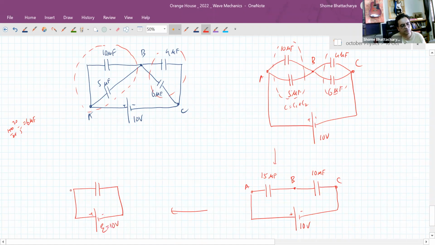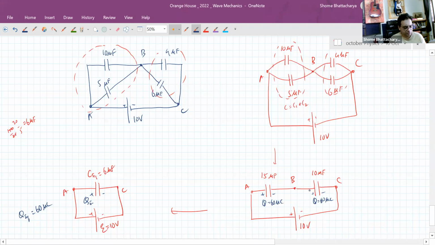So across an EMF of 10 volts, we have connected a network which has equivalent capacitance equal to 6 microfarad. So how much charge will be there in this case? The equivalent amount of charge will be 60 microcoulombs, Q is equal to CV. So in this diagram, there will be again the same charge, because there is equal charge in series combination.